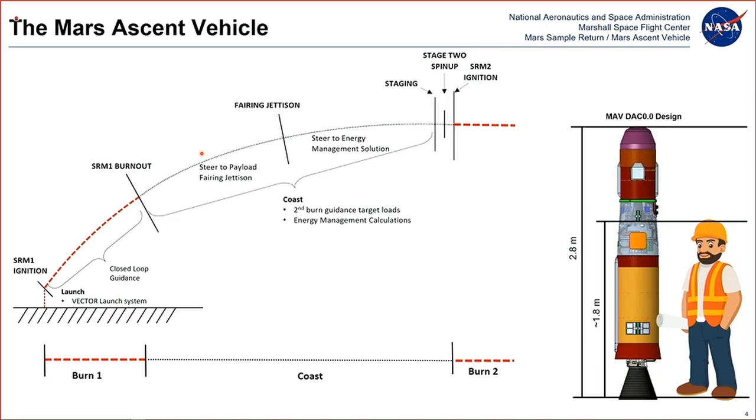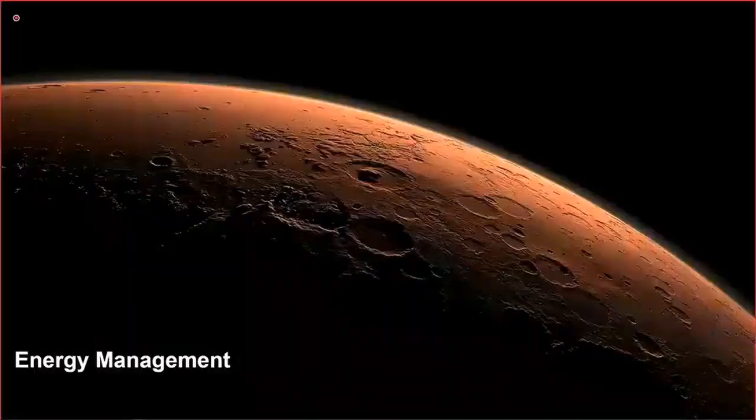We stage, so we separate first stage and second stage. We begin a very high rate spin up, so we spin up the second stage for spin stabilization, and then we ignite the second burn. And if all goes to plan, after that second stage is completely burned out, again, we don't have avionics on the second stage, so we don't have an IVU, we don't have that kind of feedback, but all things going to plan, we will successfully get into a stable low Martian orbit, meeting our orbital parameter requirements. So that's kind of the end objective here. So yeah, that's an overview of the Mars Ascent vehicle profile itself.